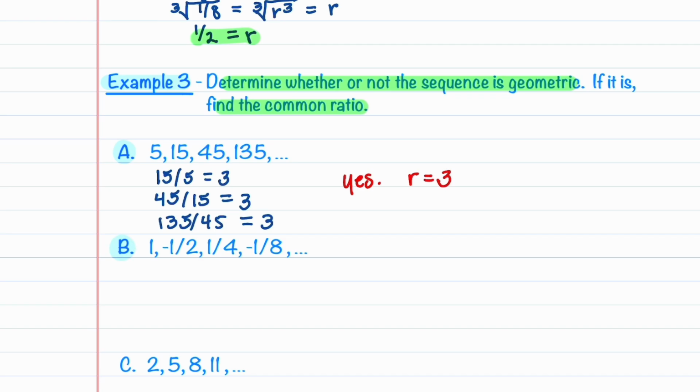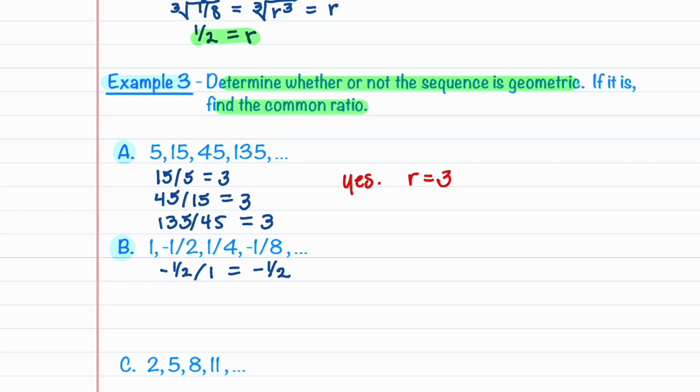Now let's look at our next example. I wanted to include one that had fractions and that had positive and negative numbers in it. We're going to go about this the same way that we did for part A. We're going to take our second number, minus 1/2, and divide it by the first number, which is 1, and we get minus 1/2. So that's the common ratio between the second term and the first term.